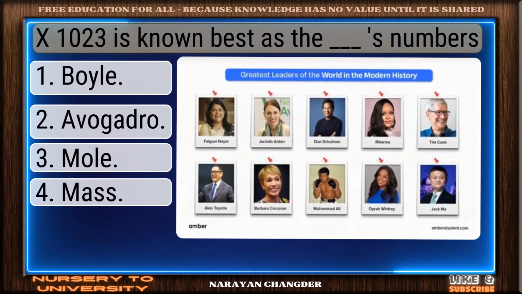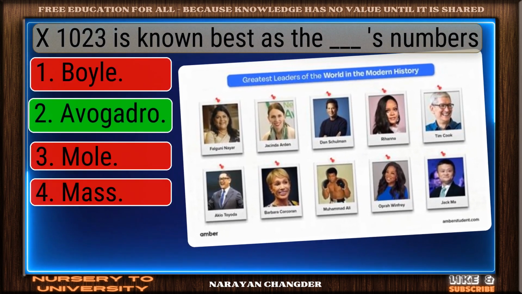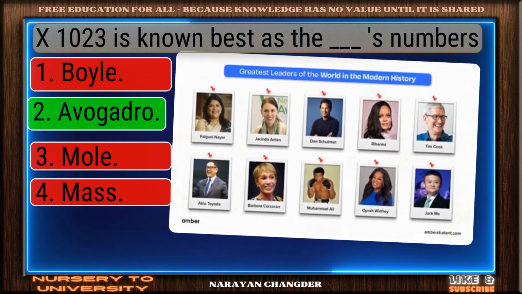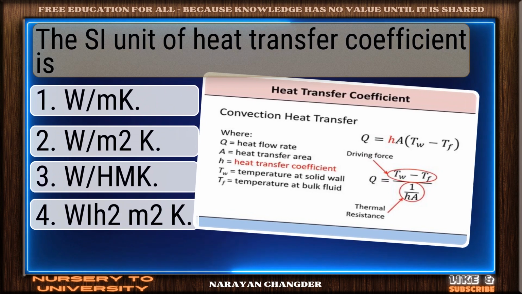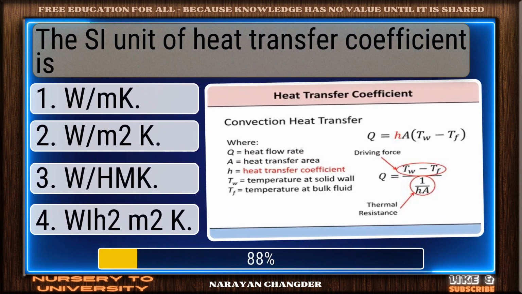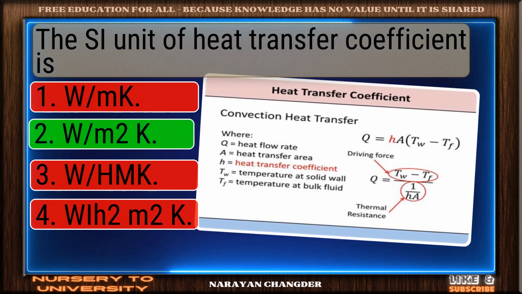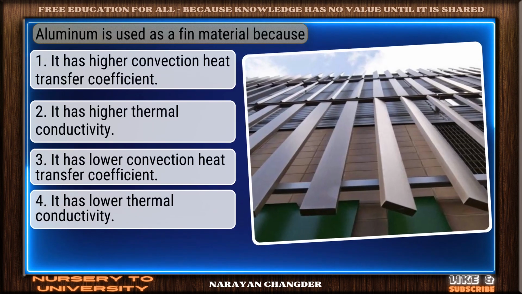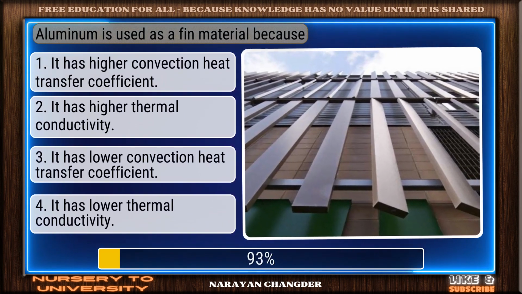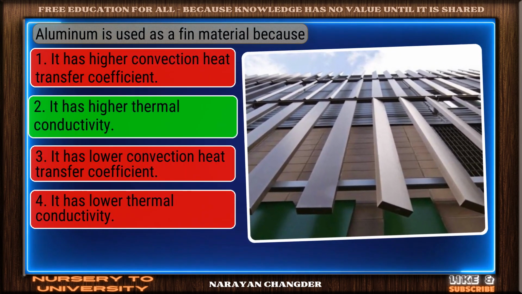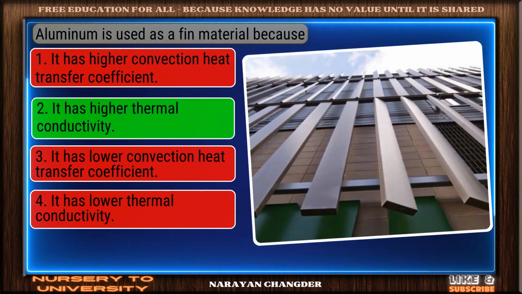The 6.023 x 10^23 is known best as the Avogadro number. Well reasoned. Avogadro is the correct choice. The SI unit of heat transfer coefficient is. Correct response. W/m²K is the most accurate answer. Aluminum is used as a thin material because. Strong choice. It has higher thermal conductivity is the right answer.